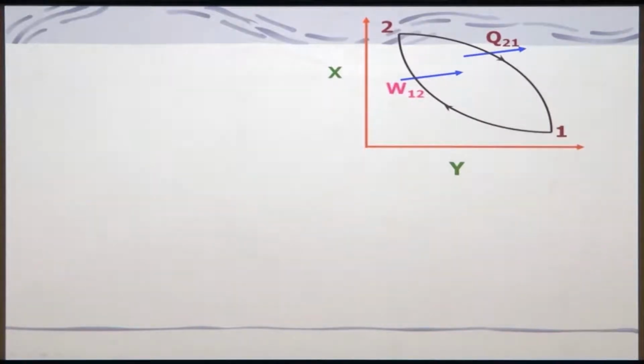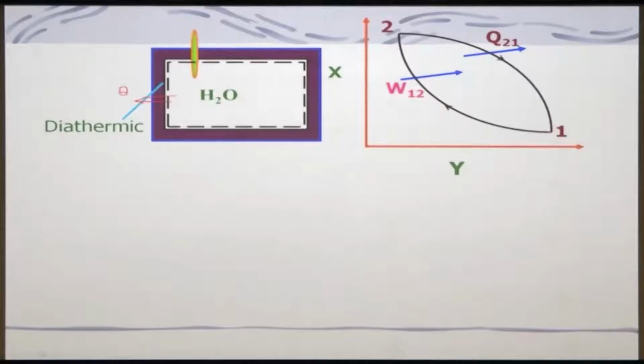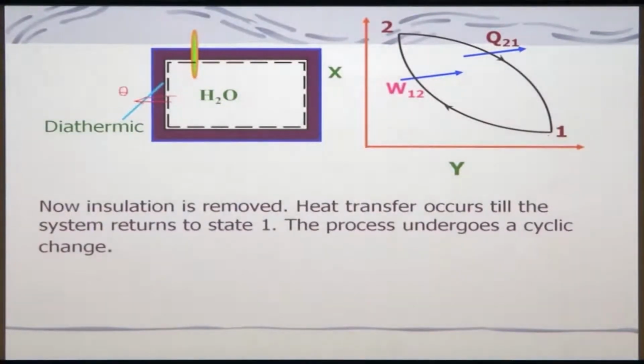Now, he removed this insulation, as a result heat can pass through, heat can go out from all the sides. Then the temperature will come back to the ambient temperature whenever it attains thermal equilibrium, right. So the process can come from state 2 to state 1. That means the process started at state 1, some work was done, and then some heat interaction took place and it came back to state 1 again, and this process we call a cyclic process, right.